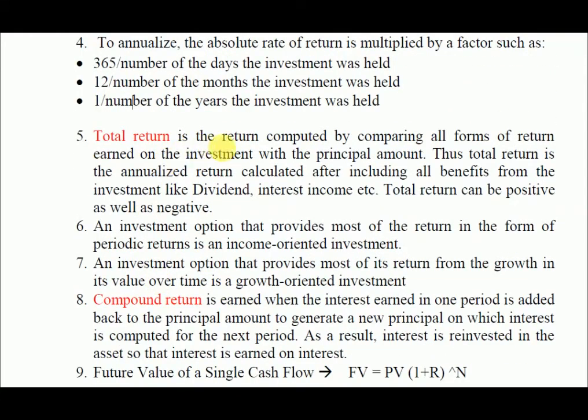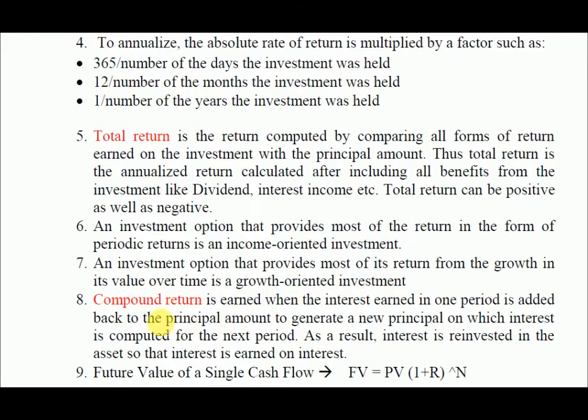Total return. Total return is a return computed by comparing all forms of return earned on the investment with the principal amount. Thus, the total return is the annualized return calculated after including all benefits from the investment like dividend, interest income, etc. Total return can be positive as well as negative. An investment option that provides most of the return in the form of periodic returns is an income-oriented investment. An investment option that provides most of its return from the growth in its value over time is a growth-oriented investment.